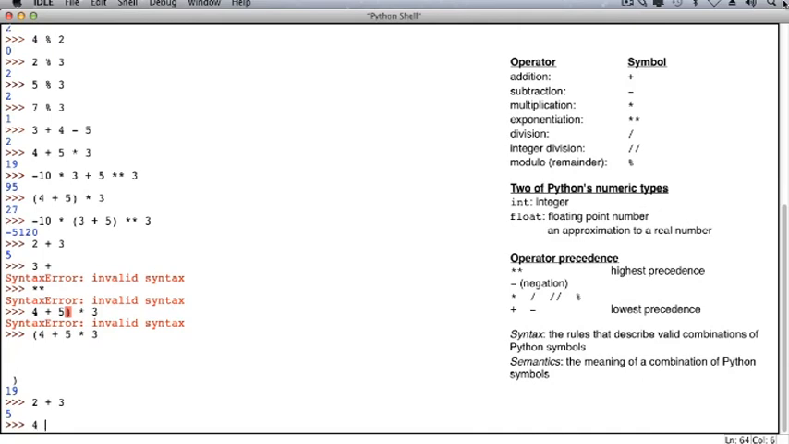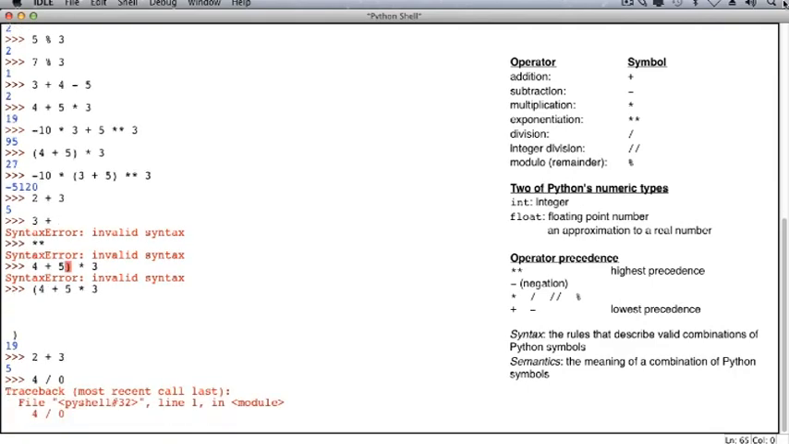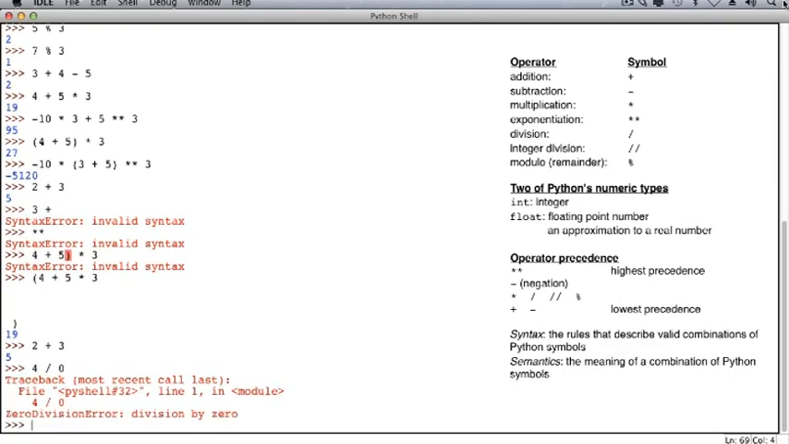4 divided by 0 is valid syntactically, we're able to use this combination of symbols. However, the meaning of this expression is invalid. It's not possible to divide a number by 0. And so we get a zero division error, which is a semantic error.